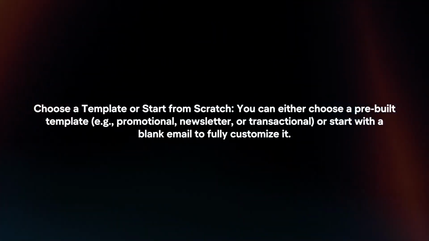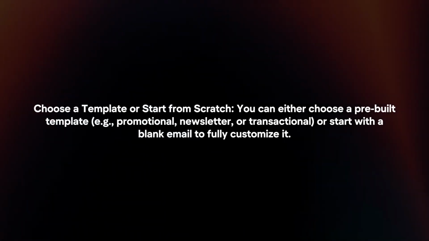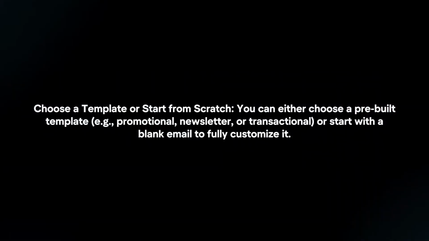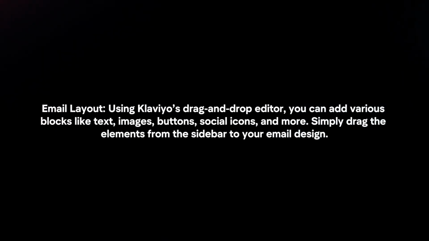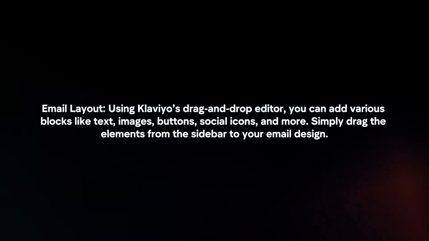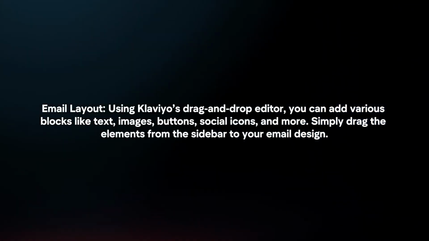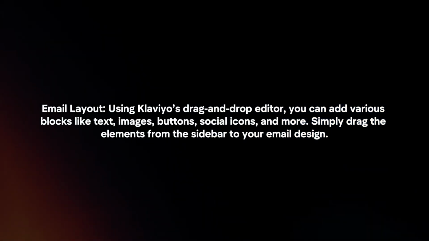Choose a template or start from scratch. You can either choose a pre-built template or start with a blank email to fully customize it. Email layout. Using Klaviyo's drag-and-drop editor, you can add various blocks like text, images, buttons, social icons, and more. Simply drag the elements from the sidebar to your email design.